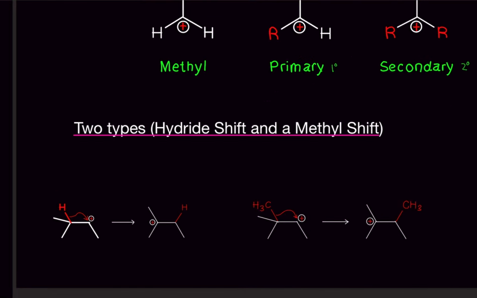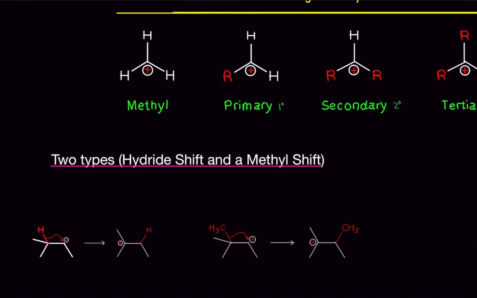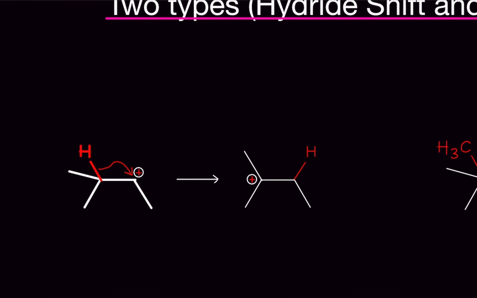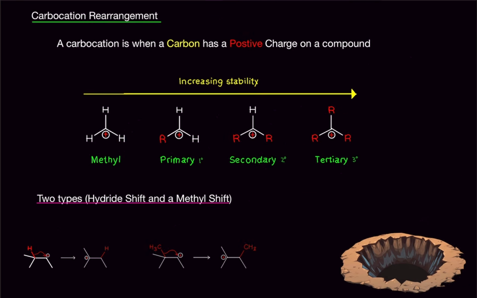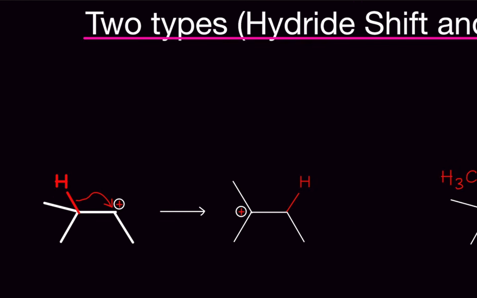Okay? So here there are 2 types. There's something called a hydride shift and a methyl shift. A hydride shift is when a proton rearranges itself in its own molecule, right, in its own compound, to achieve a better stability. This is not the same as a proton transfer. A proton transfer is when we steal a proton from something. We're not stealing anything here. We're just moving it around.